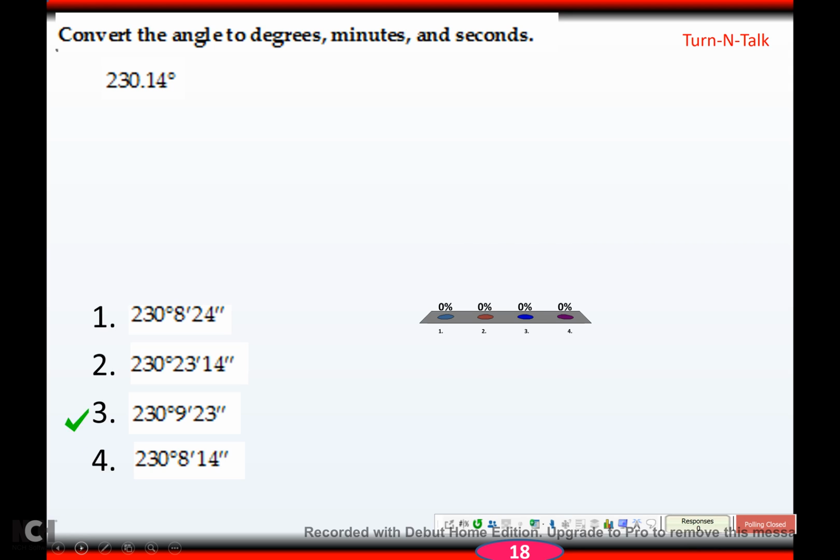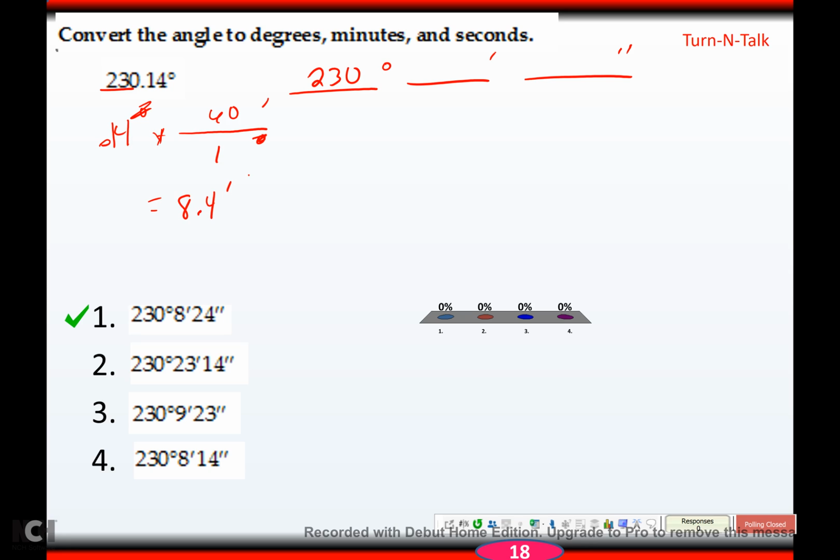And hopefully you got 1. Alright, we already know they want degrees, minutes, seconds. I already know how many whole degrees I have, 230. So I'm going to take my 0.14 degrees and I'm going to convert to minutes. I want degrees to go away. I want minutes on top. There's 60 minutes in 1 degree. Degrees cancel. 0.14 times 60 is 8.4 minutes. So I have 8 whole minutes. I'm going to take the 0.4 minutes that are left and convert it to seconds.